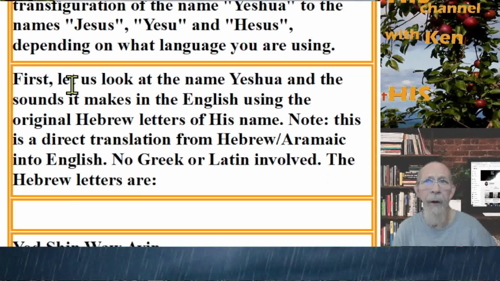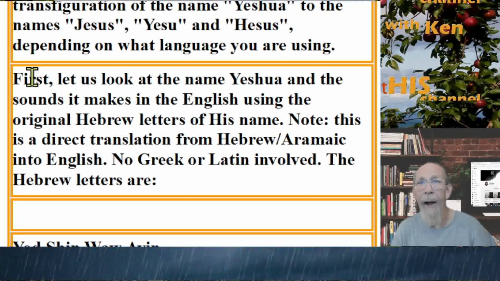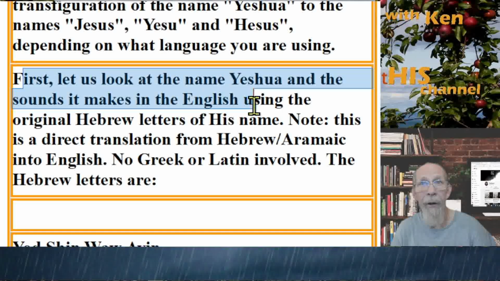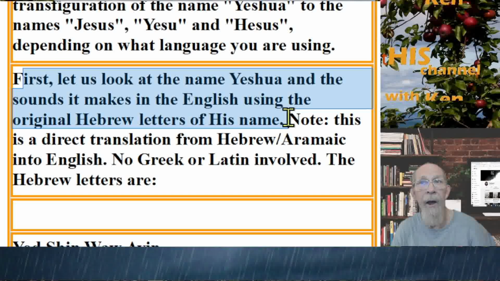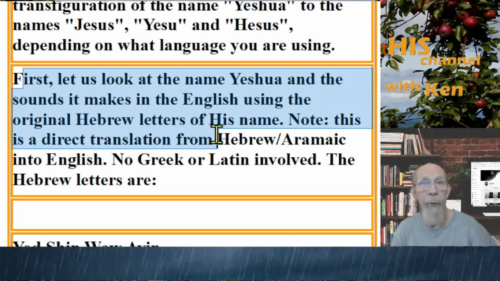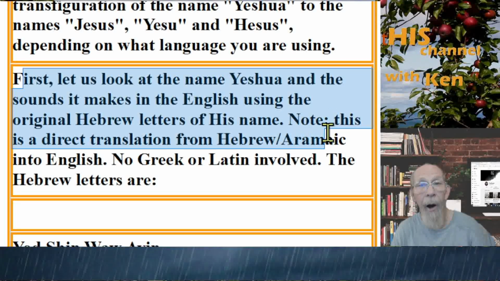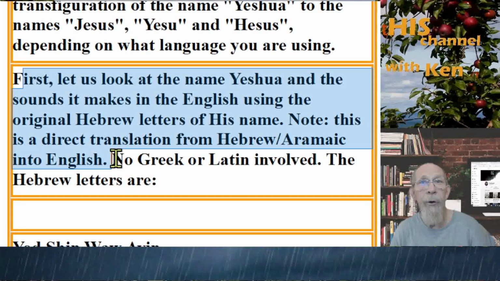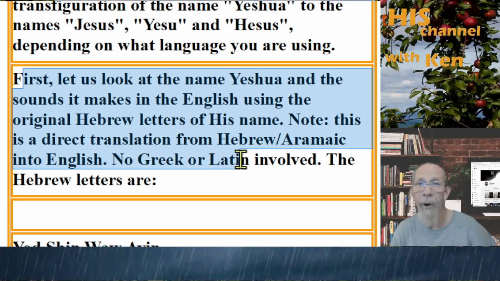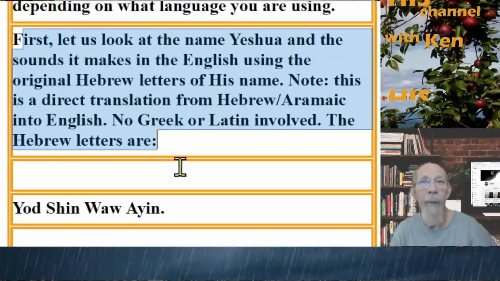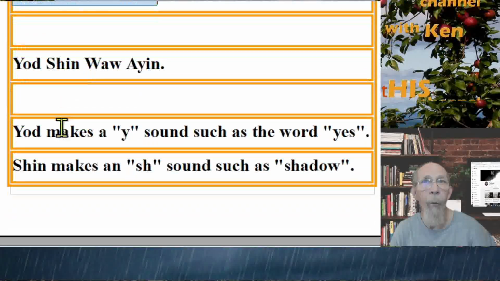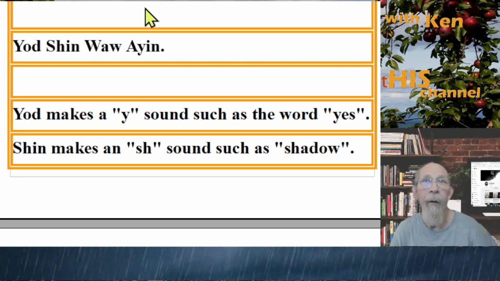First, let us look at the name Yeshua and the sounds it makes in English using the original Hebrew letters of his name. Note, this is a direct translation from Hebrew, Aramaic, into English. No Greek or Latin involved. The Hebrew letters are Yod, Shin, Wal, Ayin.